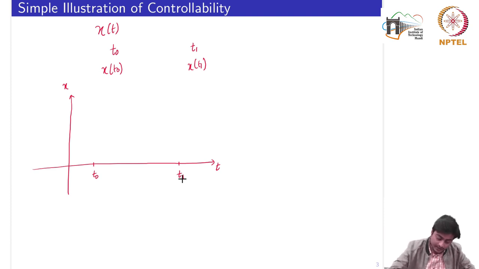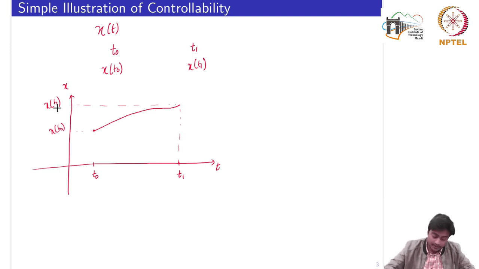Now the idea here is that, given the value of the state at time t0, which is x of t0, we want to take this state trajectory, or the signal, to a point which is defined by x of t1. To go from t0 to t1, we ask whether there exists any control signal, because with the help of the control signal we want to take this trajectory from the point x of t0 to x of t1, right? This determines whether my system is controllable in general or not.